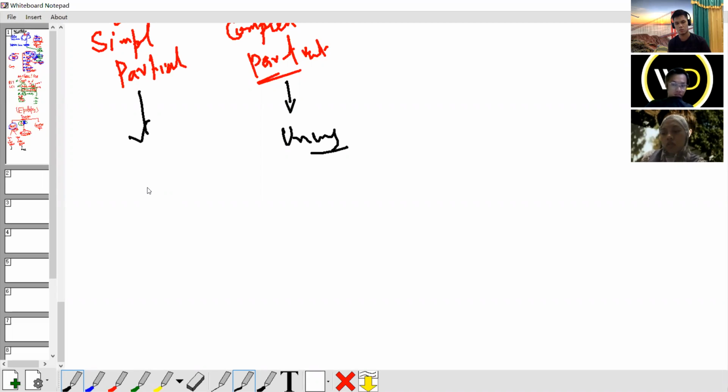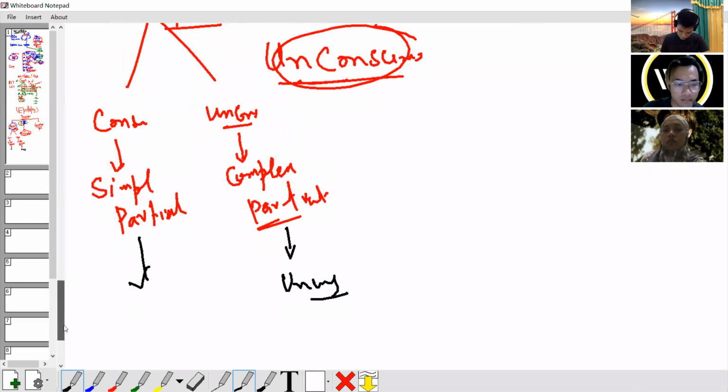Why am I putting stress on these things? Because every seizure has a separate drug. The therapy is not the same for all types of seizure. So there is a difference between simple partial and complex partial seizure.